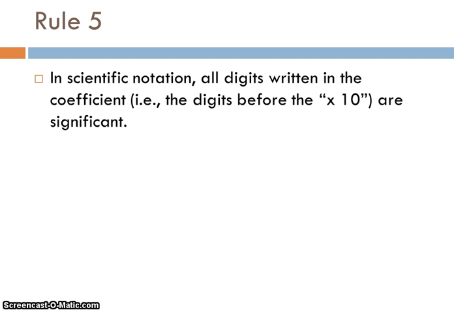All right, next rule deals with scientific notation. Now, students tend to like this one because it's very unambiguous. All the digits written in the coefficient, that means the numbers before the times 10 to the whatever part, are considered to be significant. So this is very unambiguous.